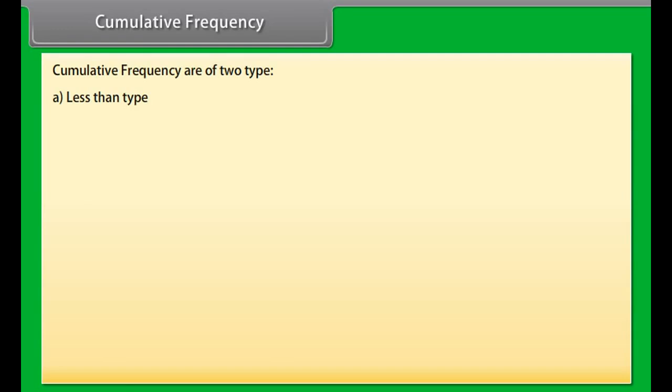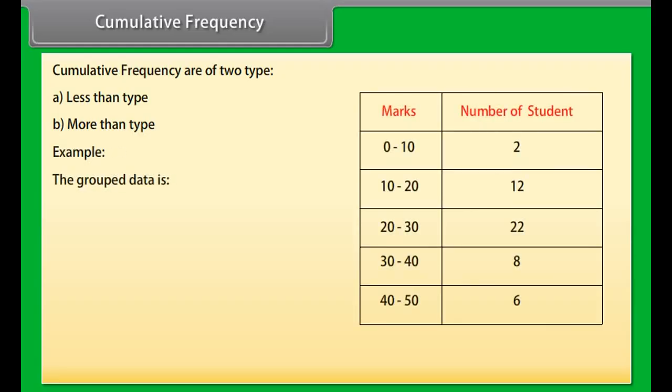Cumulative frequency. Cumulative frequency are of two types. A. Less than type. B. More than type. Let us understand it with example. The grouped data is, for marks 0 to 10, number of students are 2. For marks 10 to 20, number of students are 12. For marks 20 to 30, number of students are 22. For marks 30 to 40, number of students are 8. For marks 40 to 50, number of students are 6.